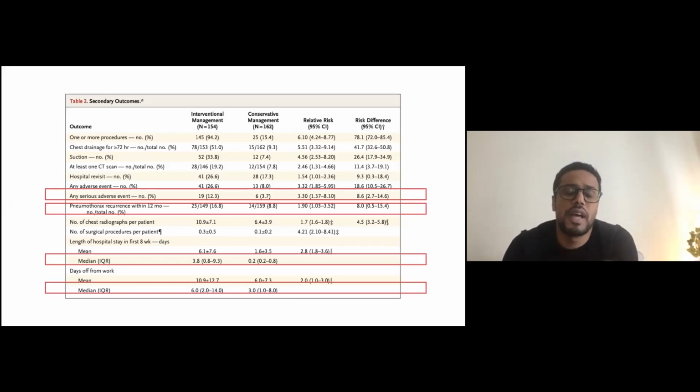Now, for the adverse events, we can see that it was less in the conservative group, with less length of stay, with fewer days off work in the conservative group. What was interesting is that the patient satisfaction was actually equal in both groups. I don't know why that was, but it was reported as equal between the intervention and the conservative group. I thought it would be more satisfactory for patients if they did not receive any invasive chest tube.